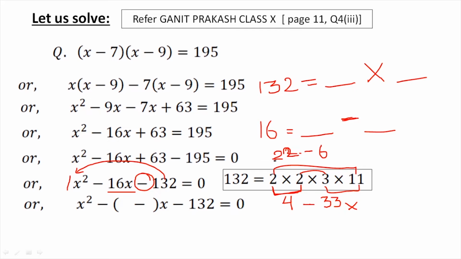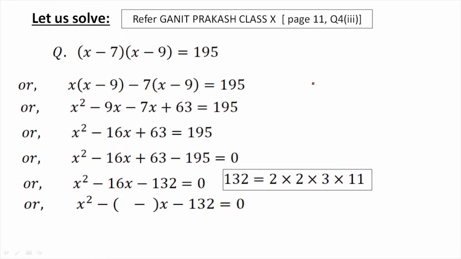So 22 minus 6 will give us 16, so the two numbers we must write are 22 and 6. 22 minus 6 will give us 16, and when multiplied, 22 into 6 will give us 132. So this is how we find the two numbers.